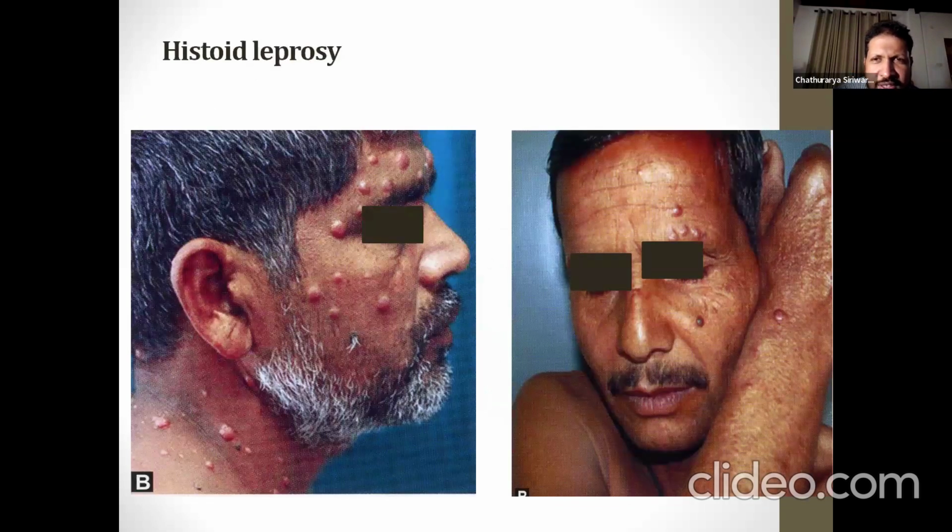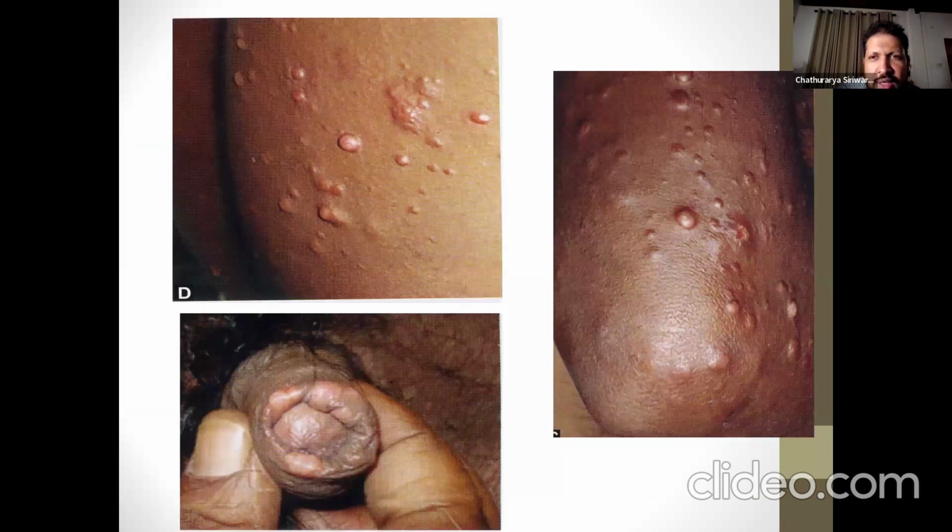So here you see some more histoid lesions. They're pink-colored to skin-colored nodules on the skin. You can also see similar lesions on the foreskin because again it's an acral area and a cooler area of the skin.